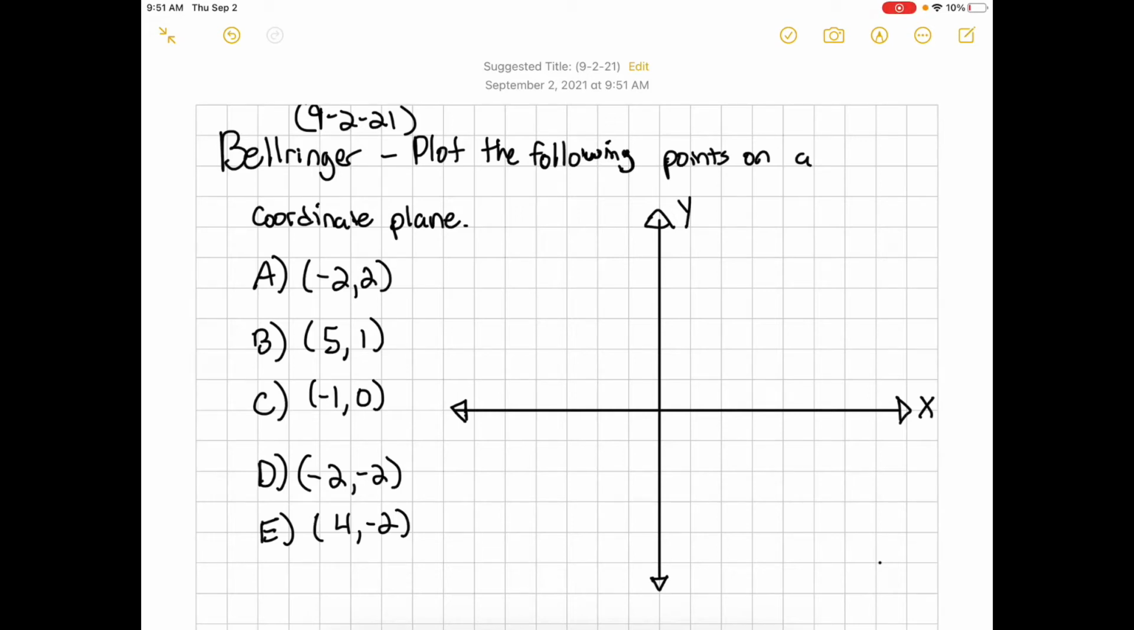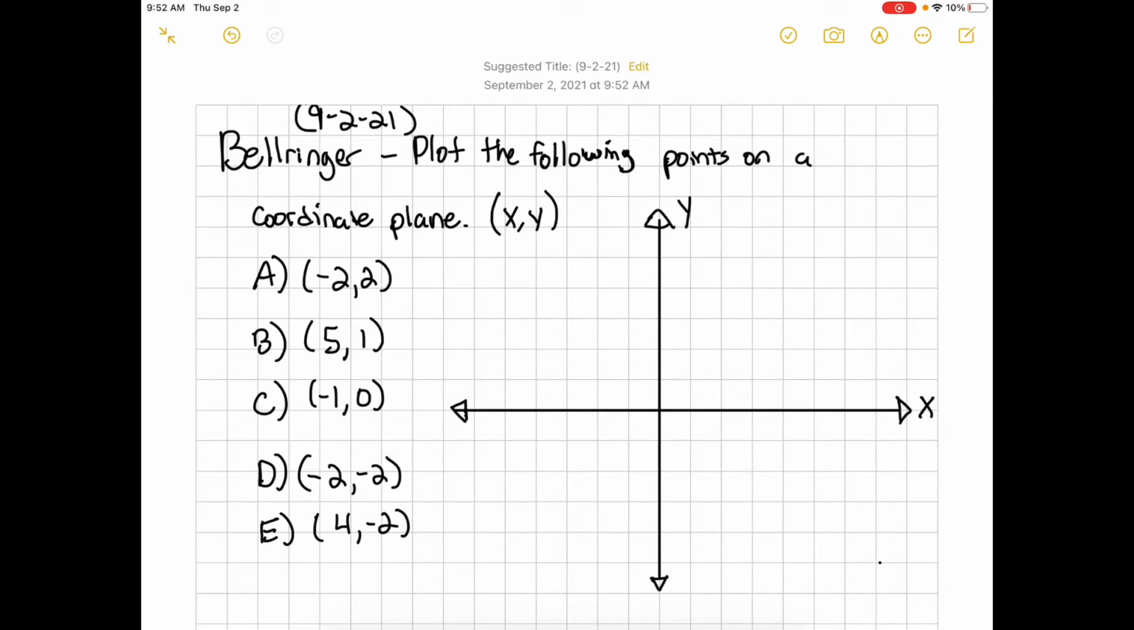Here's your bell ringer for Thursday, September the 2nd. And all we're going to do is plot these 5 coordinates. And these are x comma y coordinates. So that first number you see is talking about our x values, and the second number is our y values.